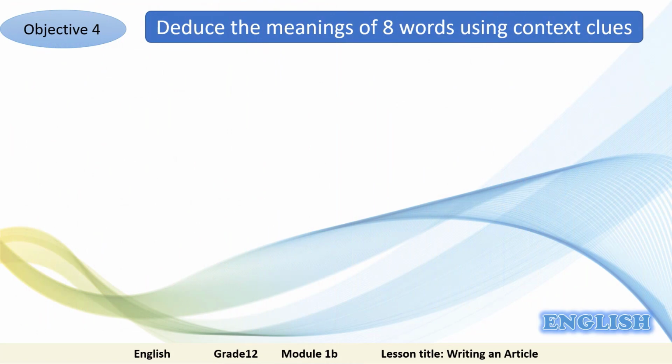Let's move on to objective number 4, which is to deduce the meanings of 8 words using context clues. What do I mean by that? Usually in formal text, we use formal language. Sometimes we come across words that we do not know because they are formally written. We need to look around the difficult word in order to understand its meaning. The sentences around the difficult word are called clues, context clues.